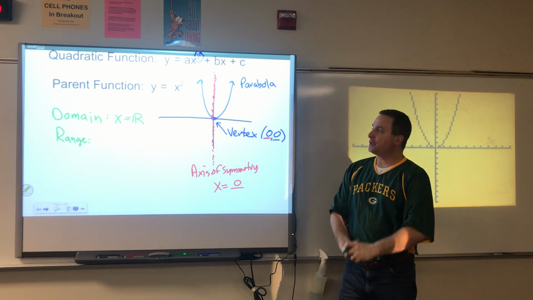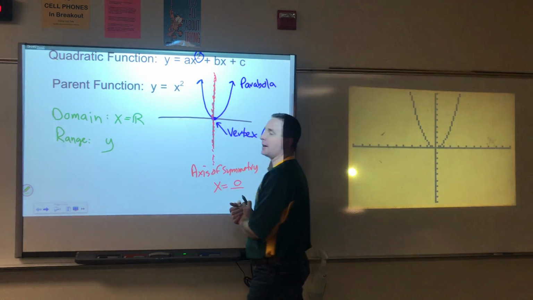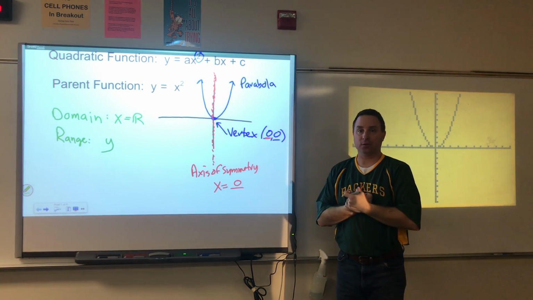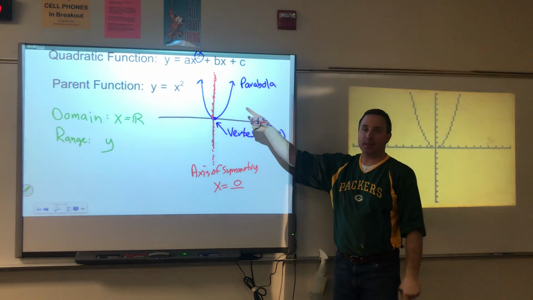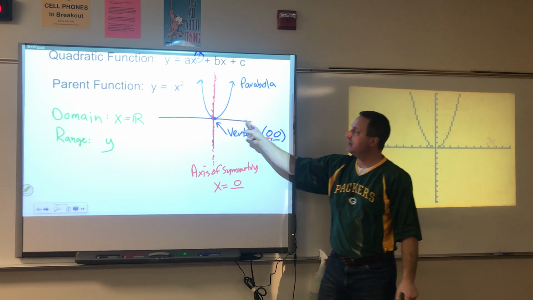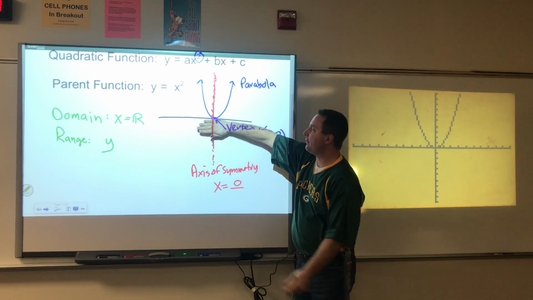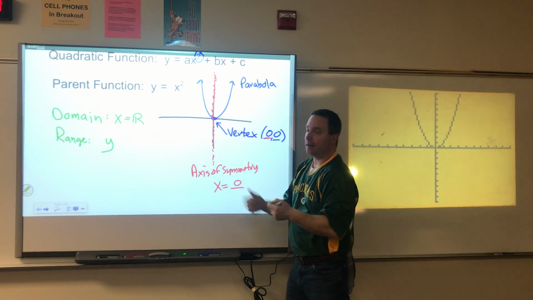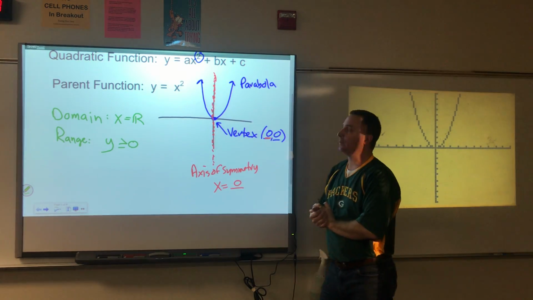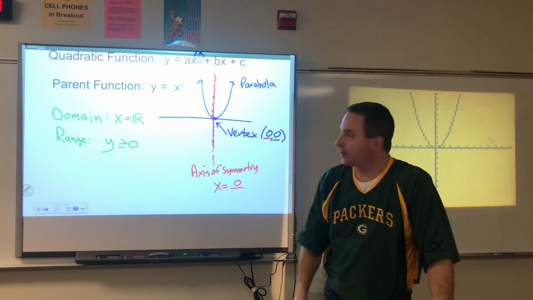If the domain is the x values, the range are the y values. What possible y values can there be? Y values talk about how high or low the graph goes. You can tell this one obviously goes up forever, but it doesn't go down forever. It stops right down here at 0. So all the y values are from 0 and above. The way I say that is y is greater than or equal to 0. So there are the major parts of the parent function.